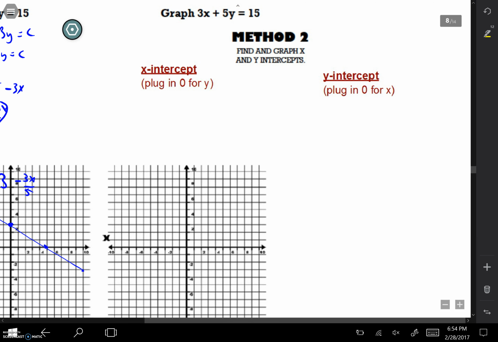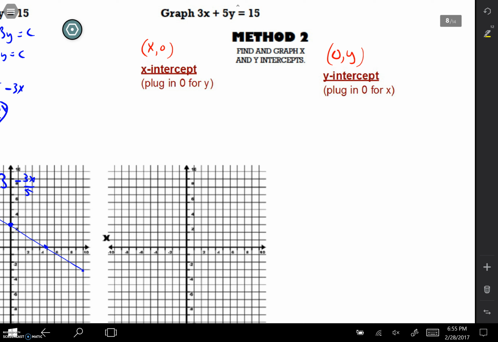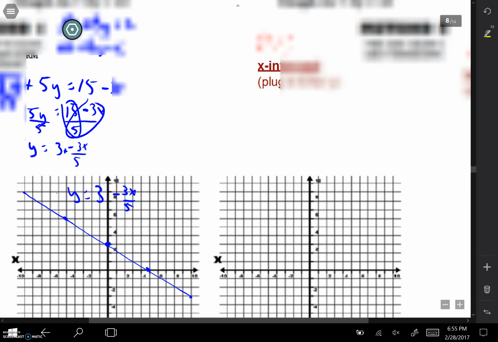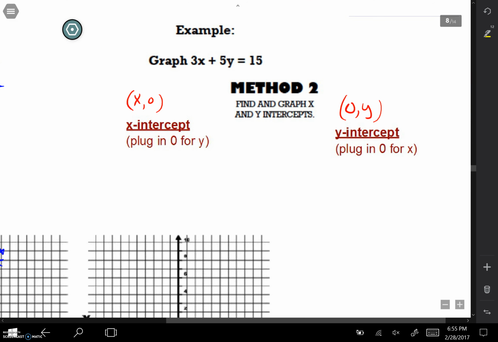A couple things. I know that the x-intercept is when y is 0. So I have the x, and then I have 0. The y-intercept is when x is 0, and then I have the y value. So if I know that the x-intercept is when y is 0, I can actually substitute in 0 for the y. So this is what I would do. 3x plus 5y is equal to 15. I take this 0 right here and I put it in there. And I actually solve for my x value.